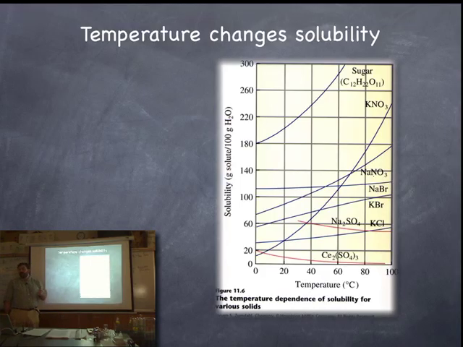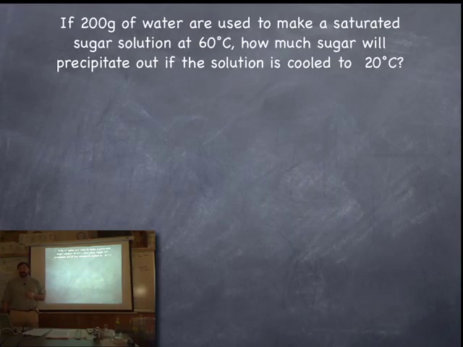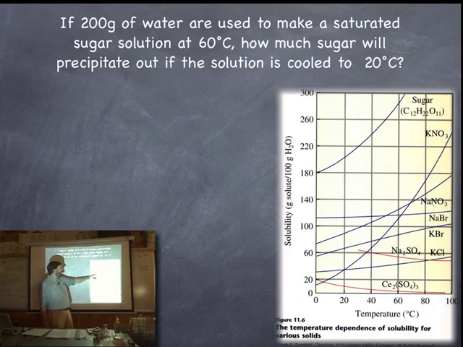Okay? So one way that we typically use this graph, and you have this graph on your paper, is a sort of question like this, which would say that 200 grams of water are used to make a saturated sugar solution at 60 degrees. How much sugar will precipitate out if the solution is cooled to 20 degrees? So at high temperatures, you can see the sugar at a high temperature, 60 degrees. You can look up and say, how much sugar can I get to dissolve? You can calculate, get that number, okay? Then you can get that number at 20 degrees.